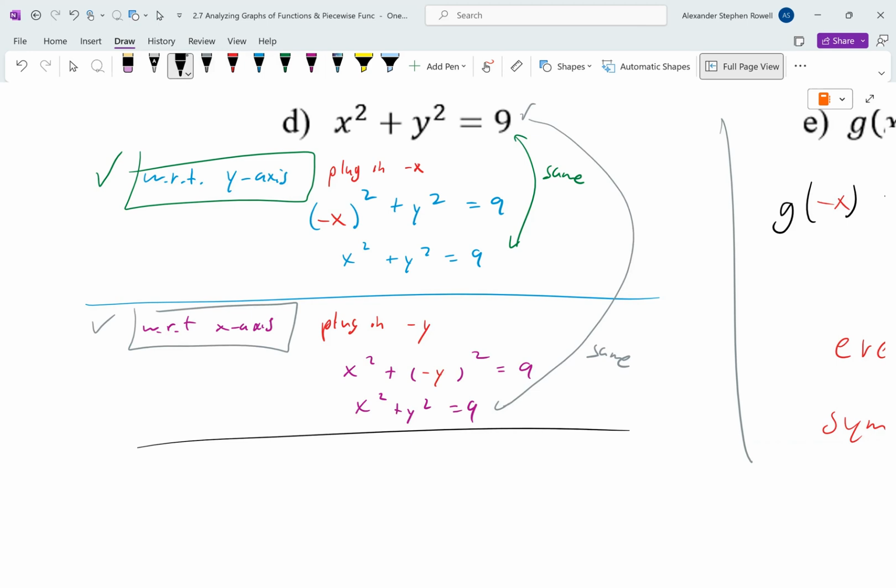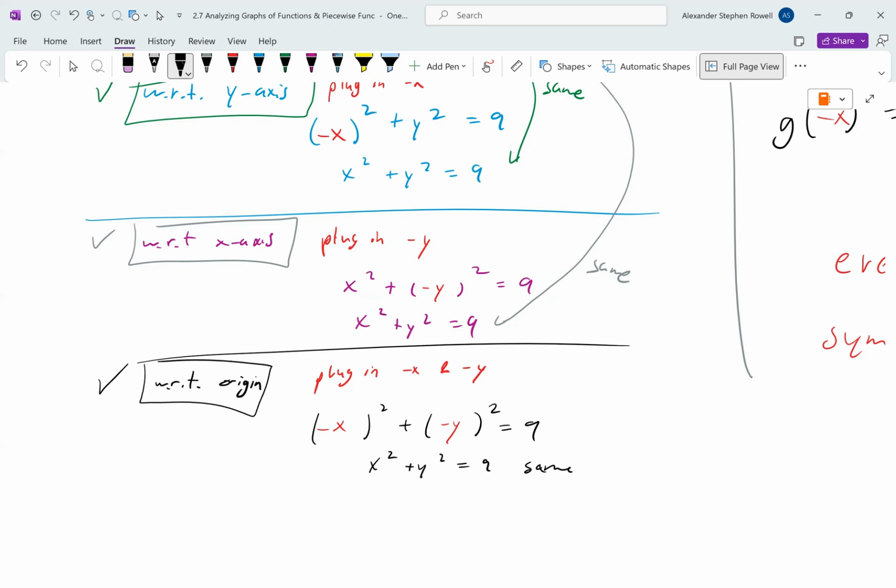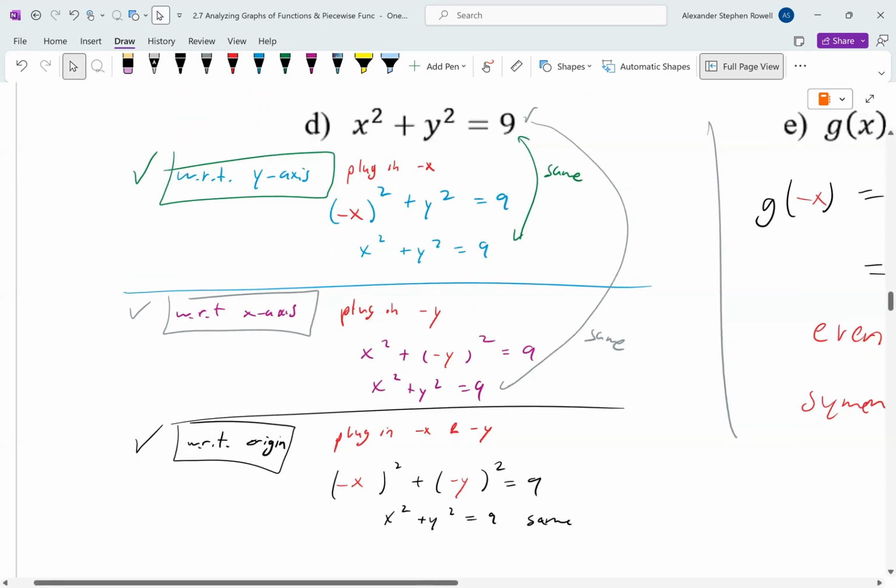Then we try the origin. Is it symmetric with respect to the origin? We plug in negative x and negative y. Negative x in parentheses squared plus negative y in parentheses squared equals 9. My apologies. Is that equal to the original? Same as the original, which means, yes, it's symmetric with respect to the origin also. Does that make sense based on what the graph of that relation looks like? It's a circle centered at 0, 0. So yeah, that has all kinds of symmetry, right?